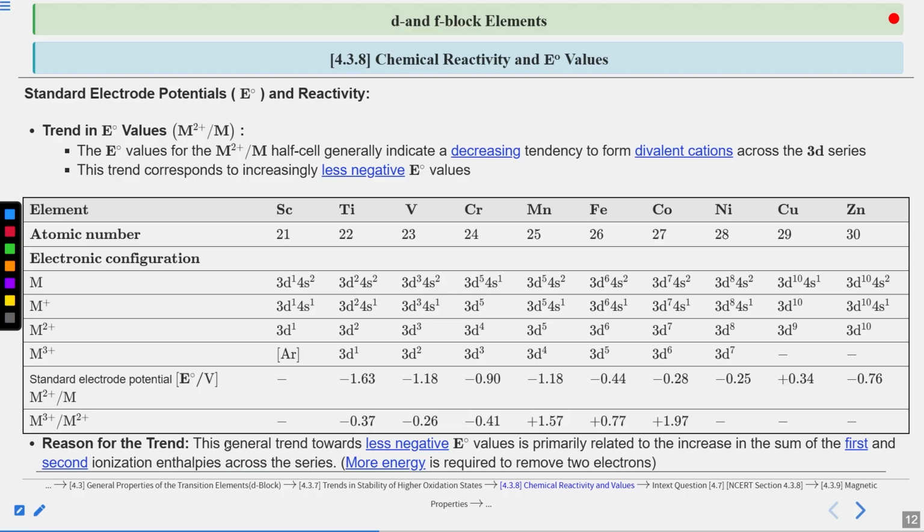Now, the reason for this general trend towards less negative E0 values is primarily the increase in the sum of the first and second ionization enthalpy across the series. Why are we observing less negative E0 values across the series? Because the sum of the first and second ionization energy is increasing. So more energy is required to remove the two electrons. That's why the E0 value will decrease across the 3D series.